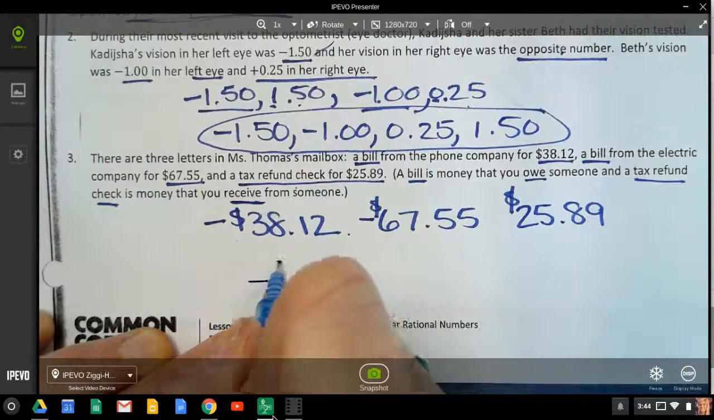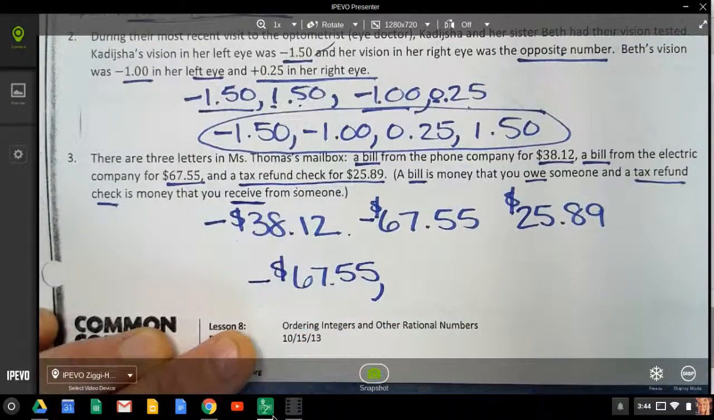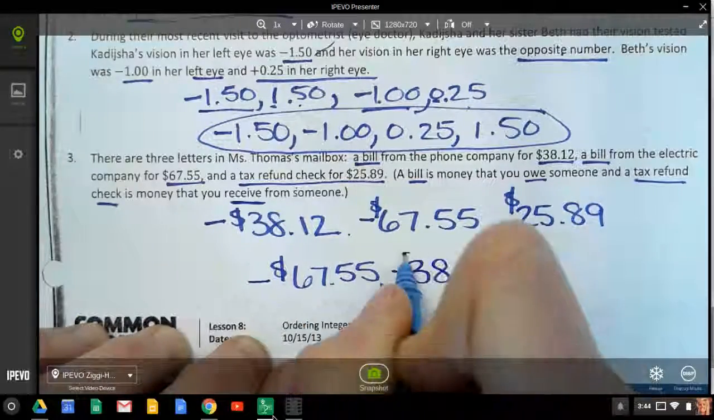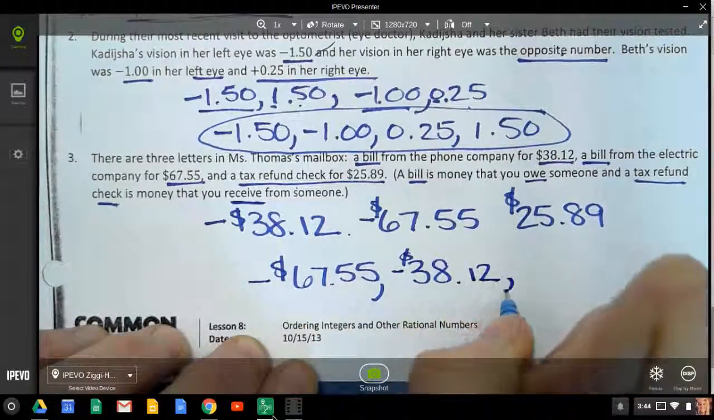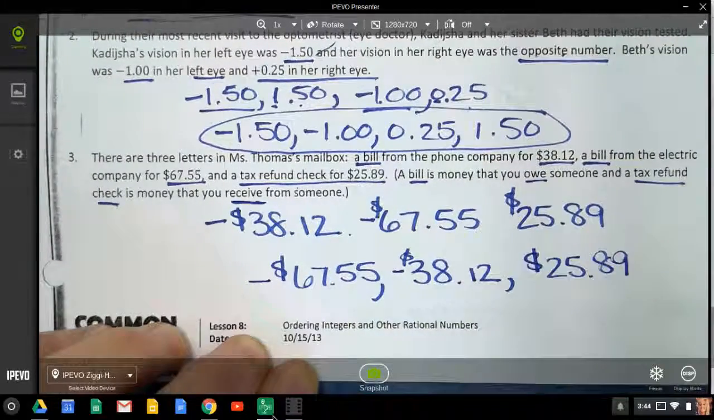So you should have done negative $67.55 is the furthest from 0, so that would be the least. Then working our way up, negative $38.12 would be next. And our highest amount is our positive, which is $25.89.